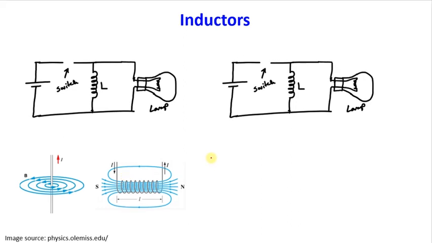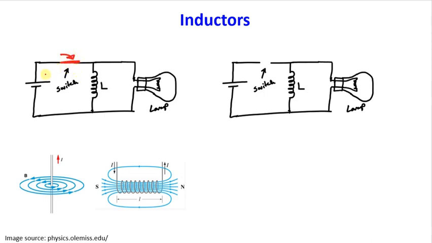Okay, let us now come back to these circuit diagrams. So here you can see the switch is open now, right? So what is the current flowing through this? 0. Through this lamp? 0. As the current flowing through this is 0, there is no stored energy in this inductor, right? Now suppose we have closed this switch.